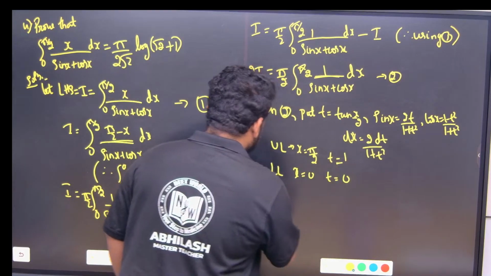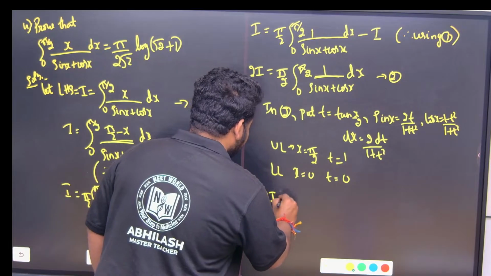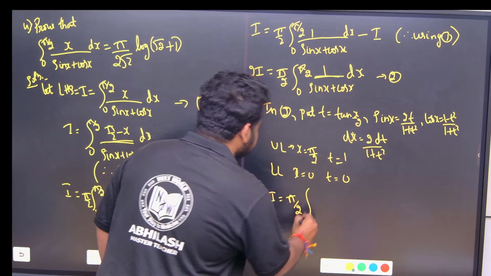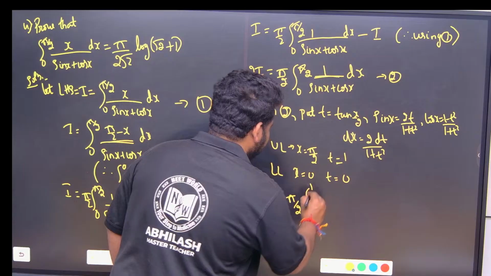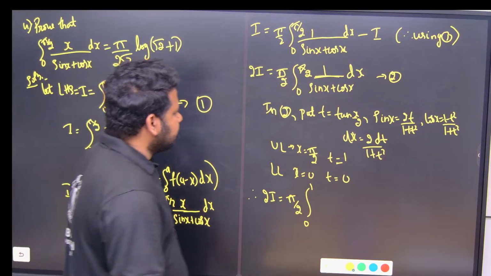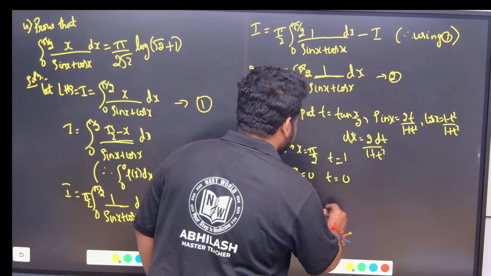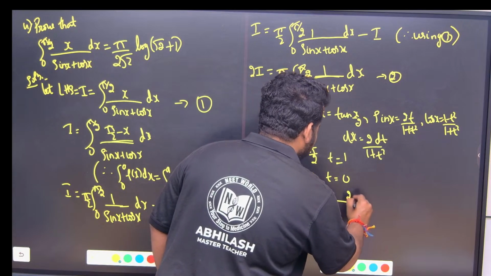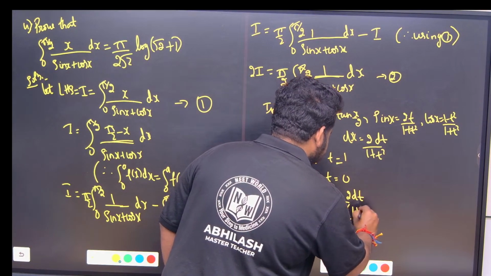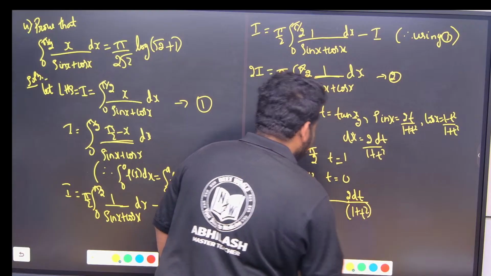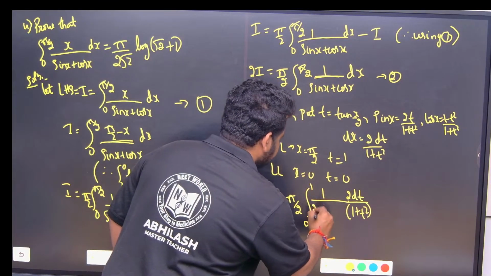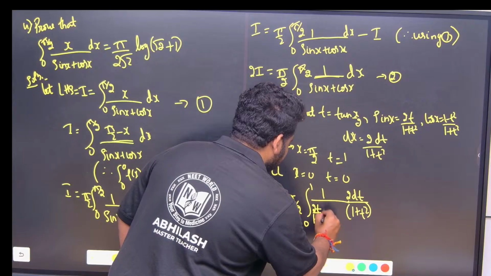So we'll have 2I is equal to pi by 2 into the integral from 0 to 1. dx is 2 dt by 1 plus t square, so this will be 1 into 2 dt by 1 plus t square. This is what I'll have. Now sin x is 2t by 1 plus t square. What is cos x?